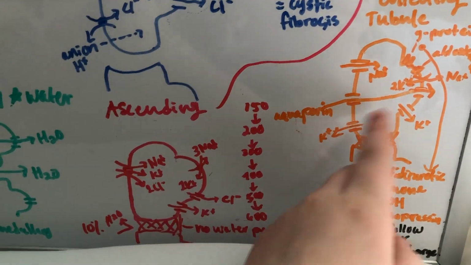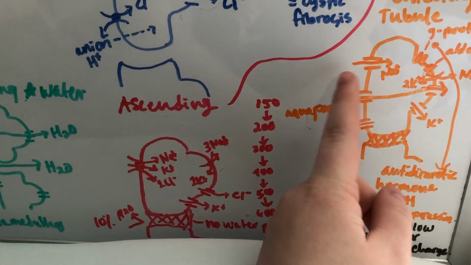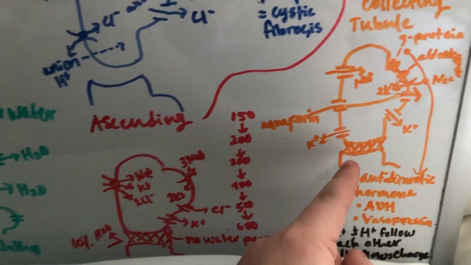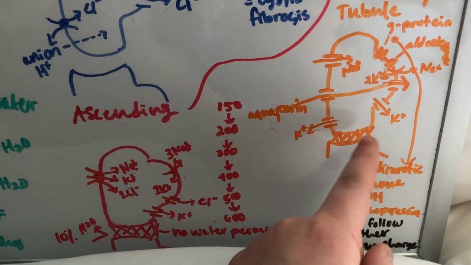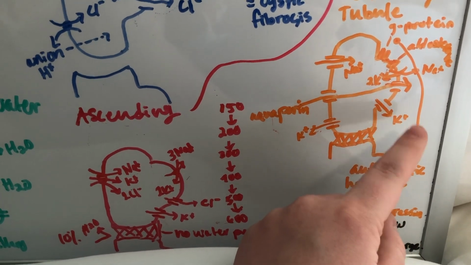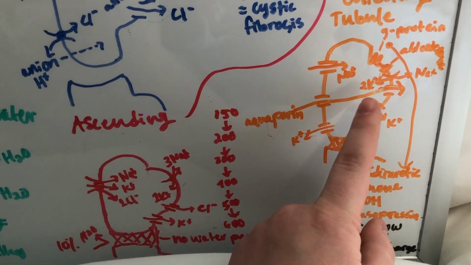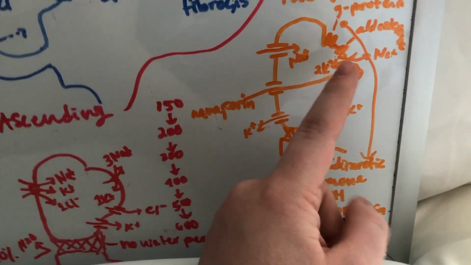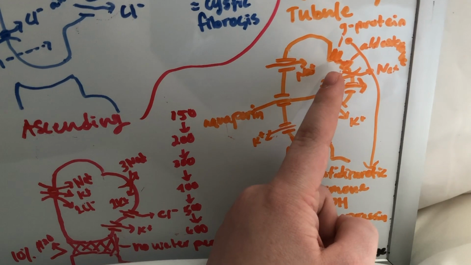So we have our aquaporins. We are allowing sodium to enter the cell, and we are kicking potassium out. And this is also not water permeable, and that's another area that we're kicking potassium out. We have our sodium potassium pump, but we also have aldosterone on here. And we also have a G protein.